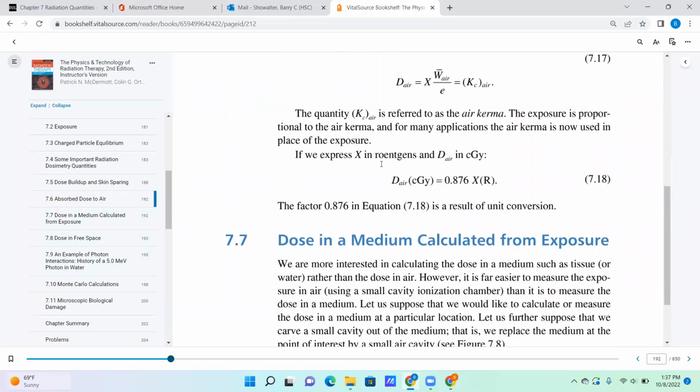So if you express X in roentgens and dose in air in centigray, this is the relationship you come up with. So you've got X in roentgens, this in centigray, this is your conversion factor.